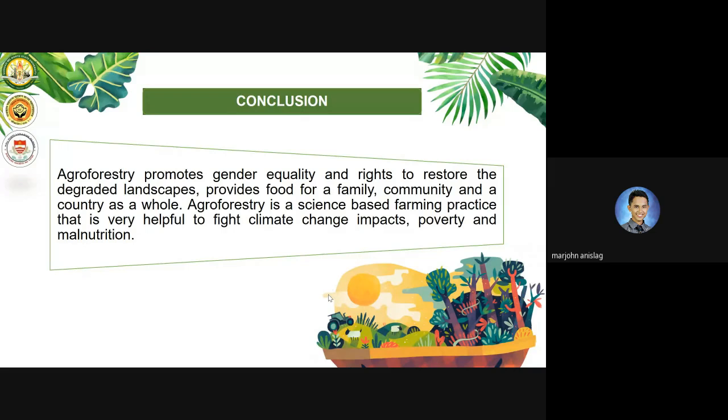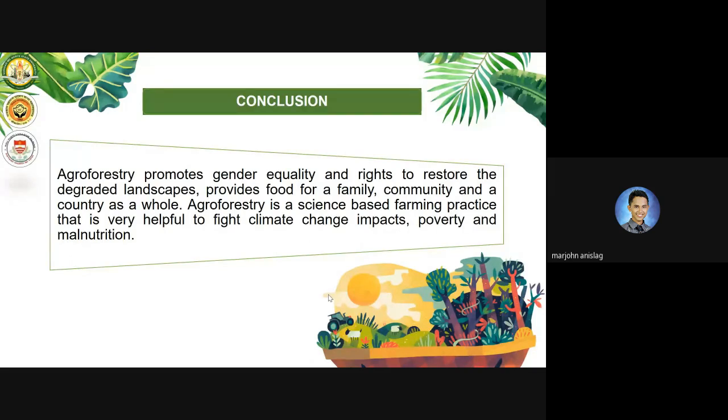Agroforestry is a science-based farming practice that is very helpful to fight climate change impacts due to carbon sequestration in the environment, which controls global warming, poverty, and malnutrition. Further, agroforestry farm practices empower and promote the right of women, youth, students, farmers, and academicians in the protection and conservation of our degraded environment for the benefit of the future generation.